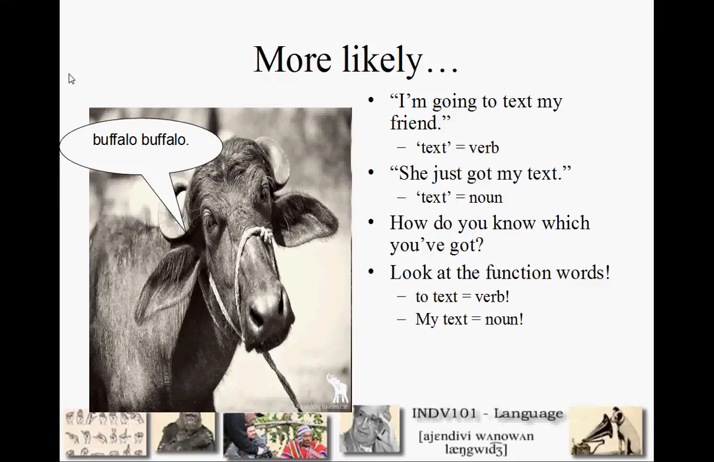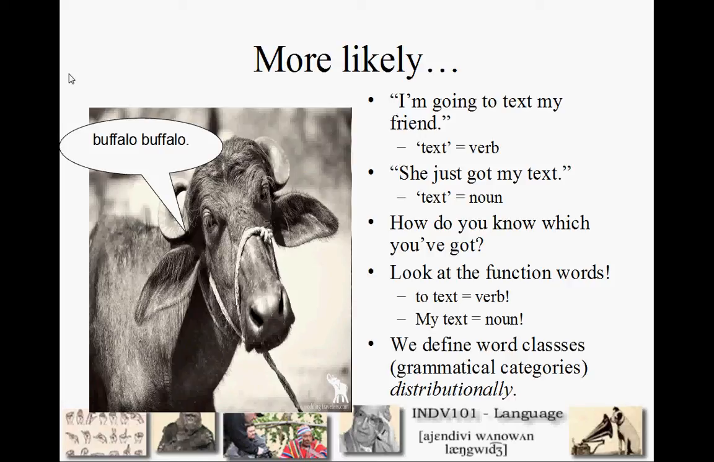So it turns out that you have to look at the function words. Text is a content word, and the function words that are supporting it, to text and my text, can give you a clue as to what part of speech it is. So to text, it's a verb, and my text signifies that it's a noun. Therefore, we define our word classes, which are also known as grammatical categories, things like nouns, verbs, adjectives, etc., by their distribution, so where they occur in the sentence.